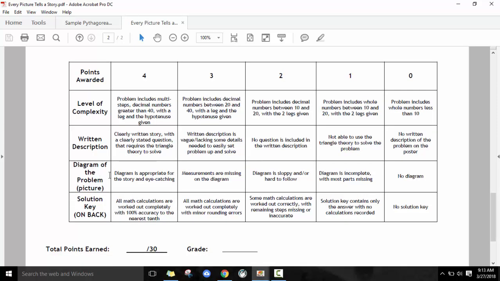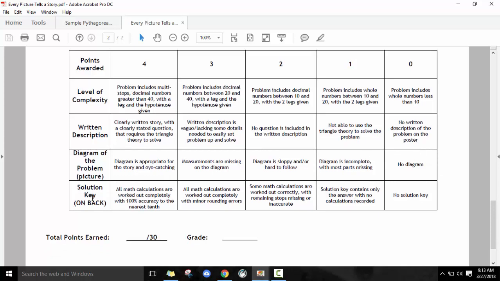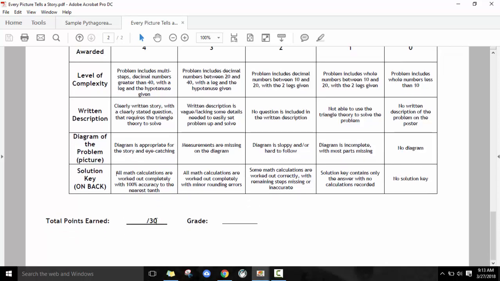You need to have a diagram of the problem, so it needs to be appropriate and eye-catching, and also needs to have the measurements on it that are given in the story problem. If you're missing the measurements, then it gets knocked down a point, and if it's sloppy, it gets knocked down more points. And then your solution key, your answer key, needs to be on the back. So to get a 4, you need to have 100% accuracy to the nearest tenth. So that's 1 number after the decimal point. And then the points drop down for small errors all the way down to a 0 if you have no solution. So it's worth 30 points.